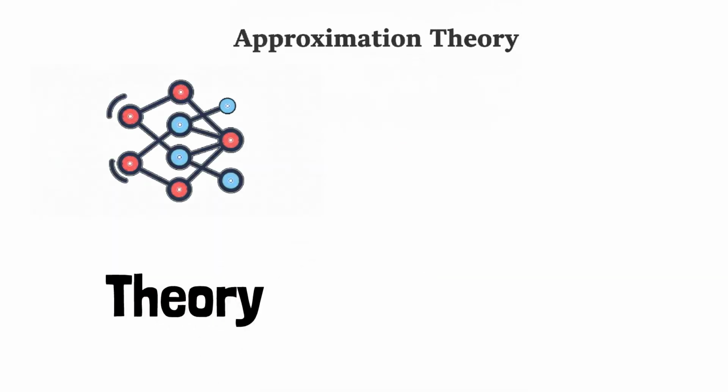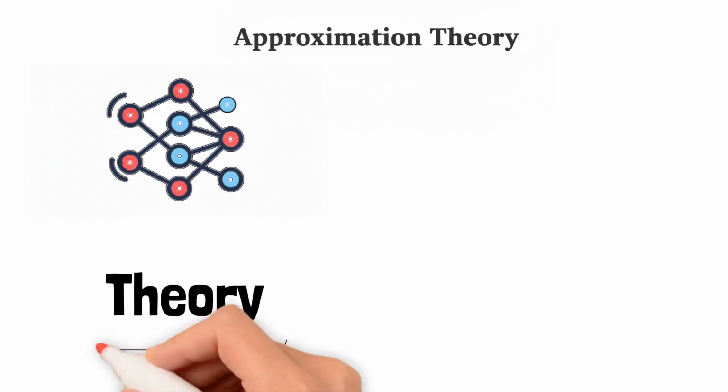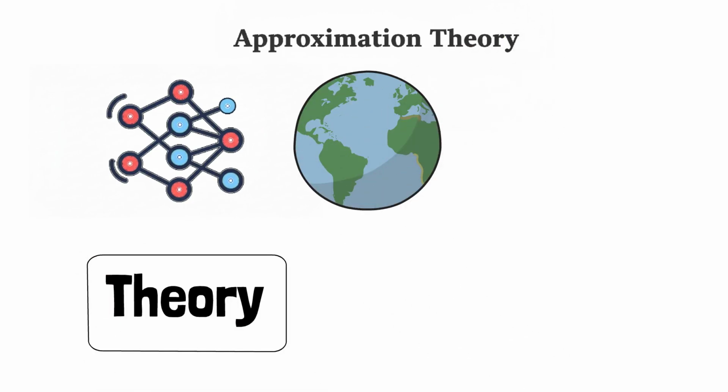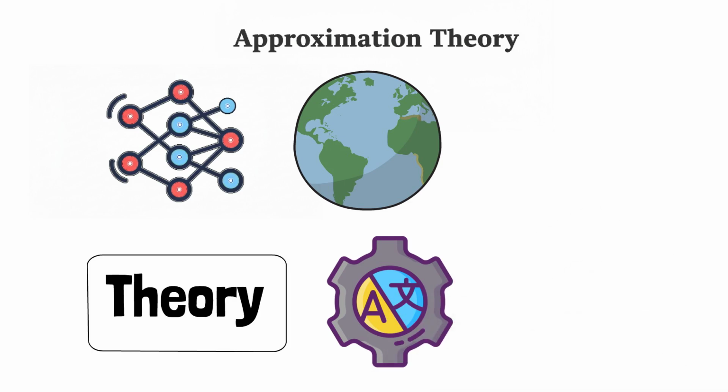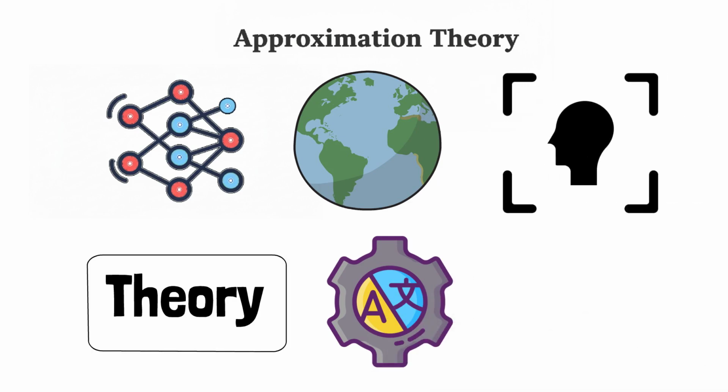So, approximation theory gives us the confidence that neural networks can, in theory, represent nearly anything, and in practice, approximate the world well enough to power translation engines, image recognition, and even autonomous vehicles.